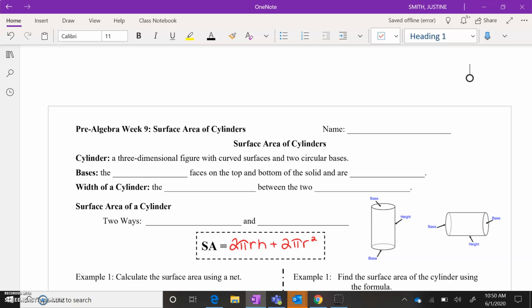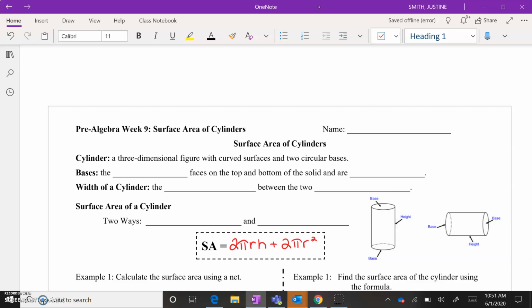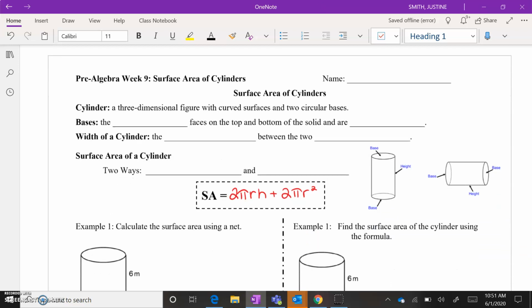So don't worry. All right, so the last thing that we are looking at is surface area of cylinders. A cylinder is basically just a three-dimensional figure with curved surfaces and two circular bases. The circular faces are the bases. So the top and the bottom circular faces are the bases, and they're basically parallel to each other, on the top and the bottom.